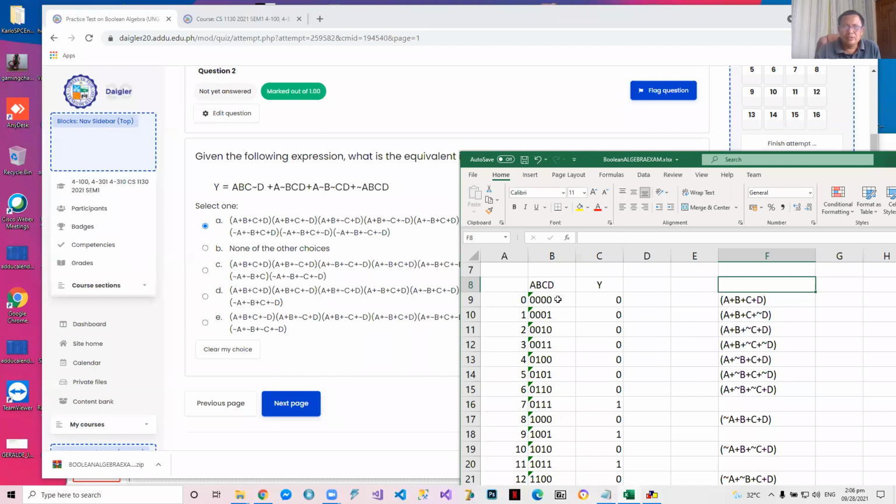Okay, for the moment, any questions so far? Let me drink. So we are converting from the min term to the max term expression. Okay, we go to the next problem.